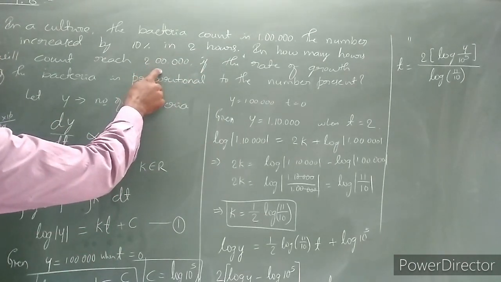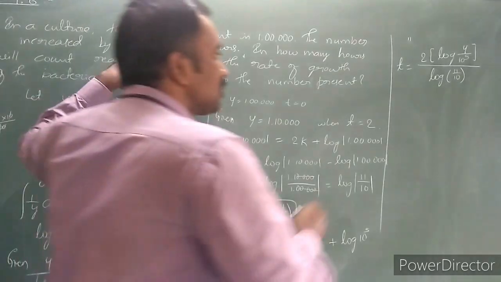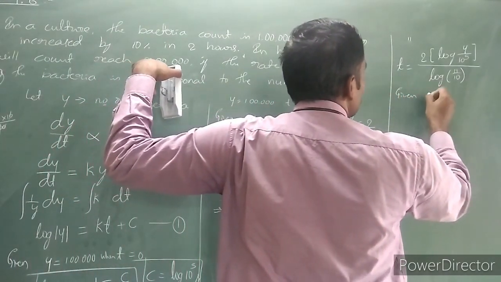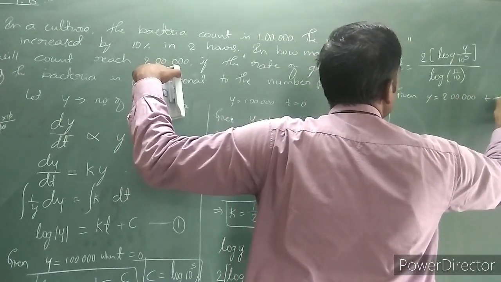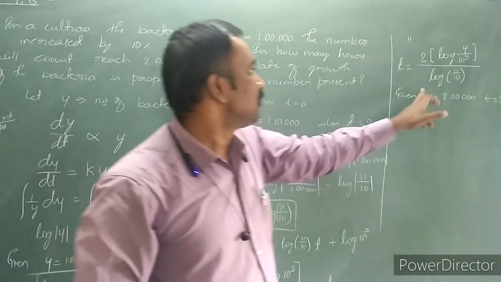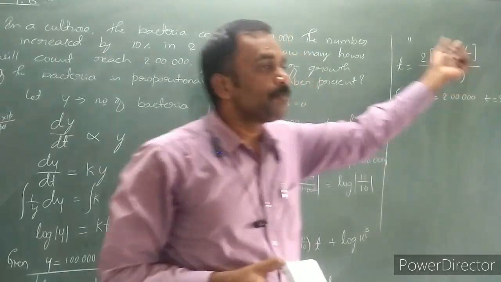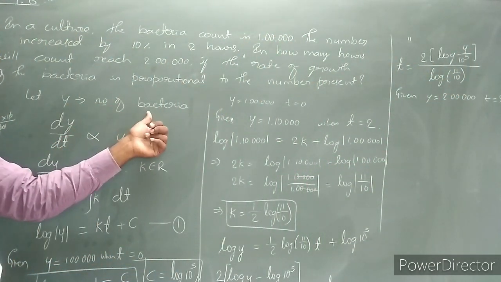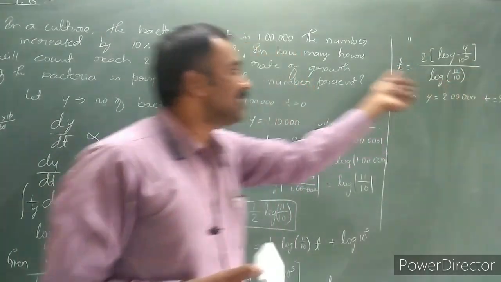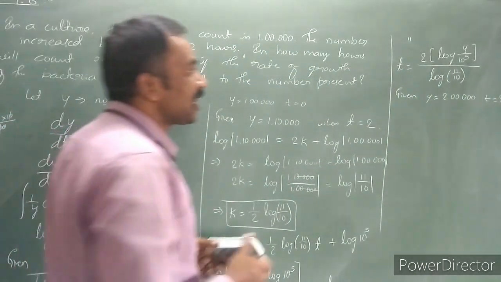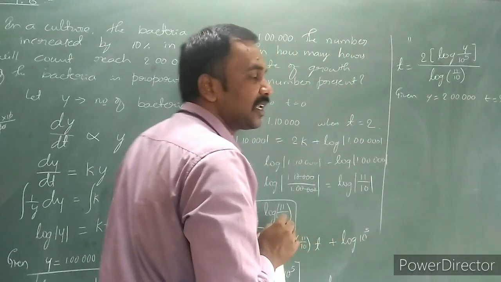Now we need to find in how many hours the count will reach 2 lakh. That means given that y, the number of bacteria, is 2 lakh, what is the time? Already we have the time in terms of the number of bacteria. The t value is in terms of y, and y denotes the number of bacteria. Are you got that? t is nothing but time. So replacing the bacteria count with 2 lakh, we get the required t value.